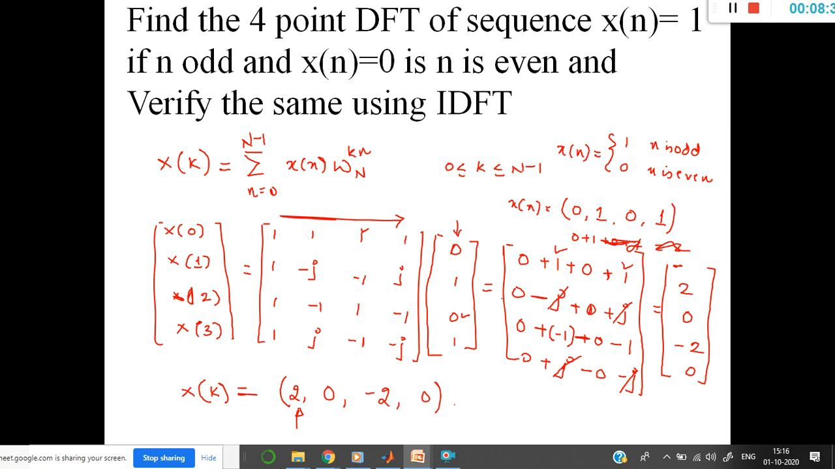Now what is the next part of this same example? Now I need to verify the output X of k by obtaining the IDFT. If I obtain this IDFT, which is nothing but x of n, I must get the 0101 signal back, right? So you know the definition of IDFT. Then once again apply the IDFT formula. So try to obtain the x of n sequence.